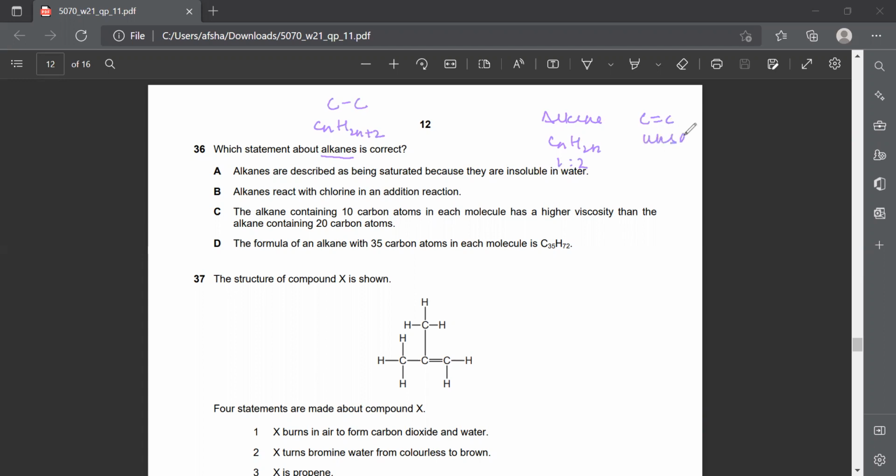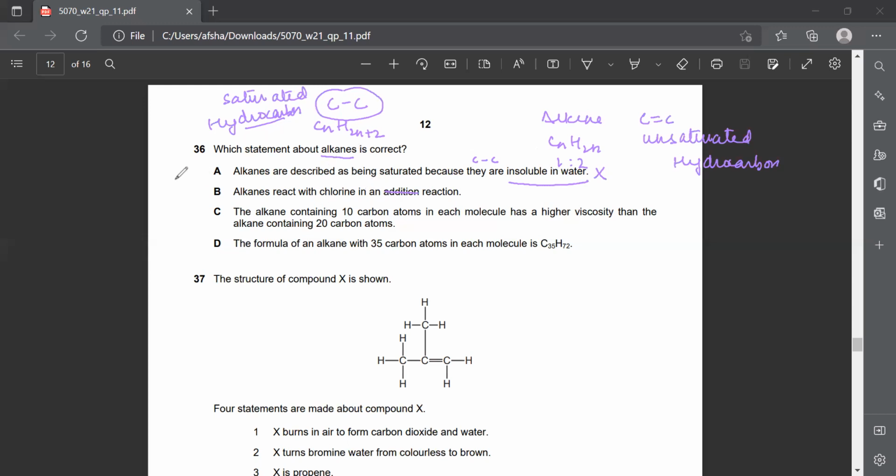as unsaturated hydrocarbons. And opposite to this are alkanes, they are considered as saturated hydrocarbons. They're considered as saturated hydrocarbons because they have the carbon-carbon single bond. Now, knowing this fact, let's proceed with the options. Alkanes are described as being saturated because they are insoluble in water. Absolutely no. They're called saturated because they have carbon-carbon single bond. Alkanes react with the chlorine due to addition reaction. No, here they are saturated.